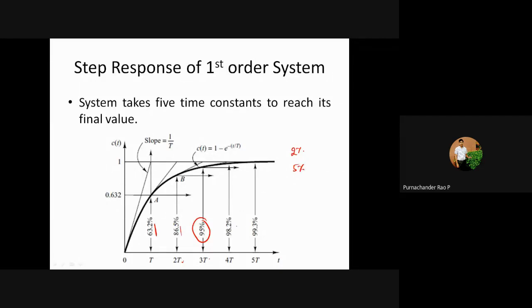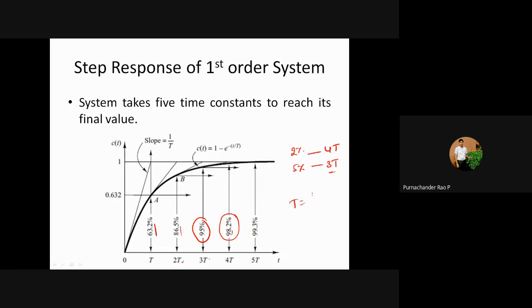So if you take 2% error, this value is going to be 98. Only a 2% small error is there. So it takes 4 times the time constant. And if you are interested in finding the 5% error, then it takes 3 times the time constant. So you know how to find the time constant of a system.